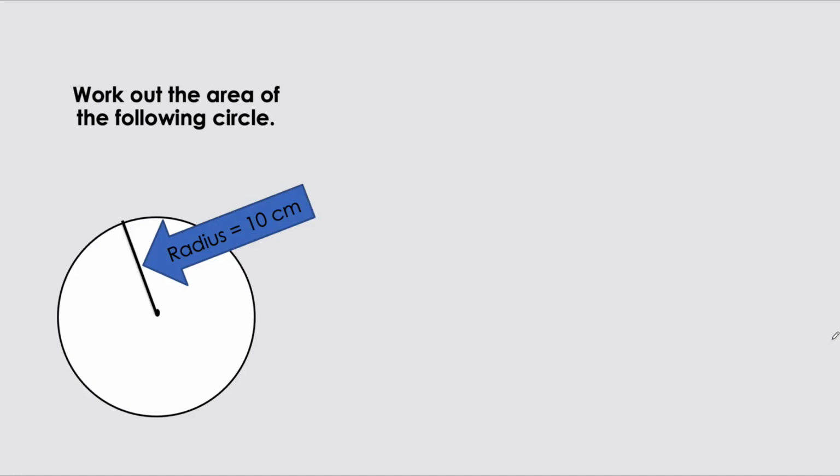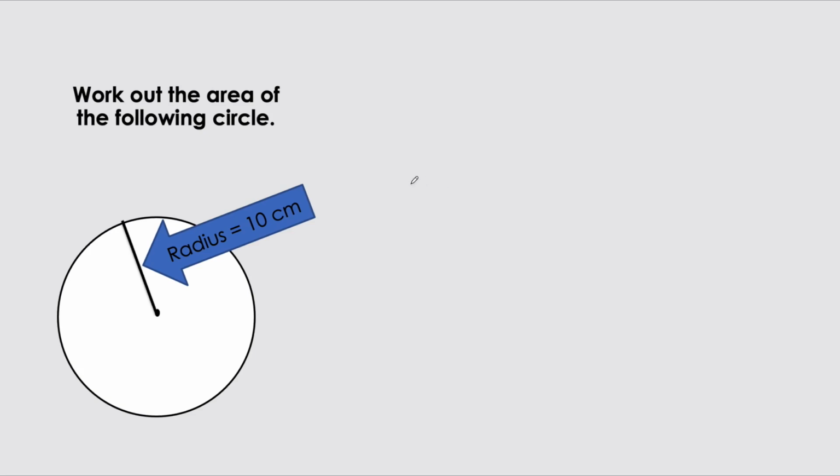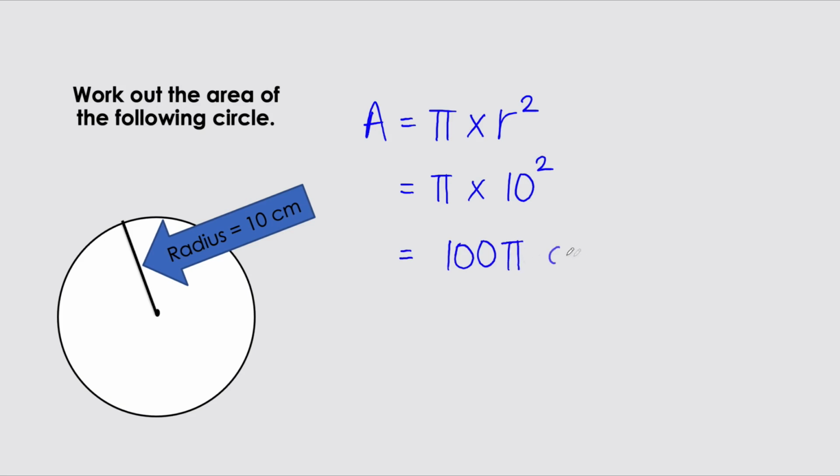you can get to the final answer. Now, work out the area of the following circle. So we've got a circle here with a radius of 10 centimeters. Now we've got to work out the area of this circle. Okay? So, what is the formula for area of circle? The area of circle is calculated by pi times r squared. So r is the radius. So pi, you just bring it forward, times r squared. So r in this case is 10. So 10 squared gives us 100. So we leave it as 100 pi. Don't forget the unit, centimeter square.